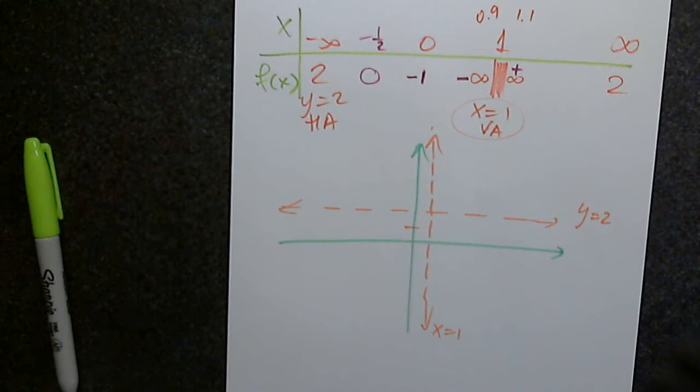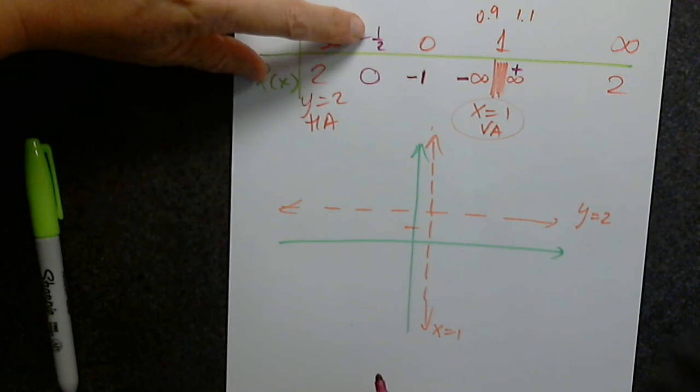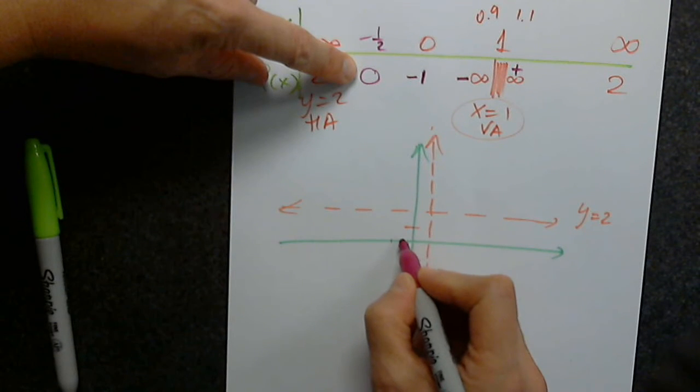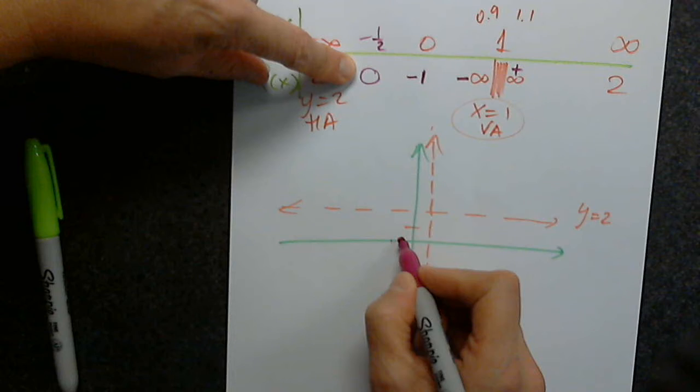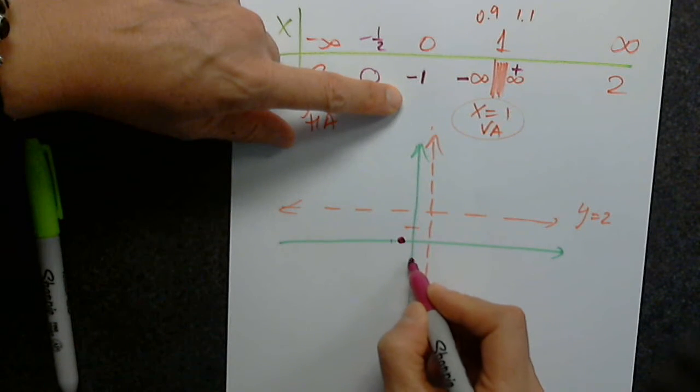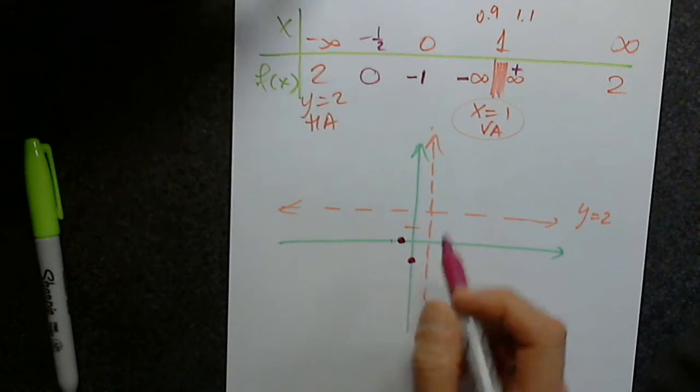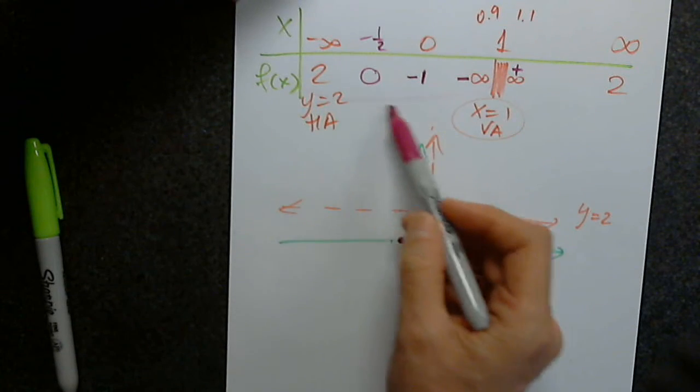So now let's do this together, please. Ready? Negative 1/2, 0. Zero, negative 1. So let's see what this tells us.